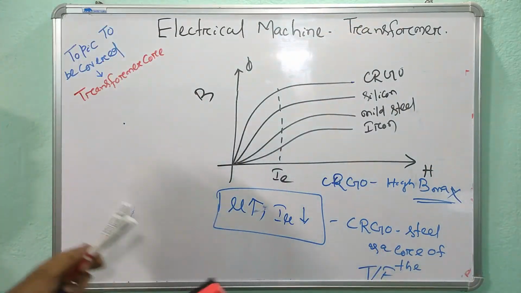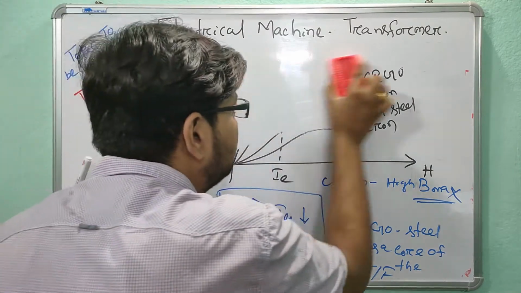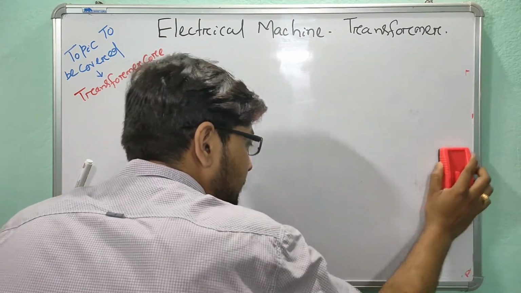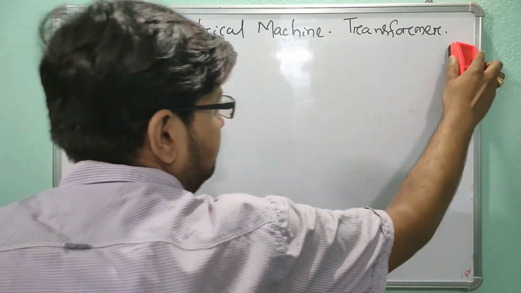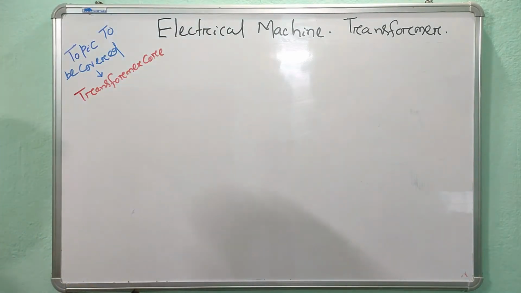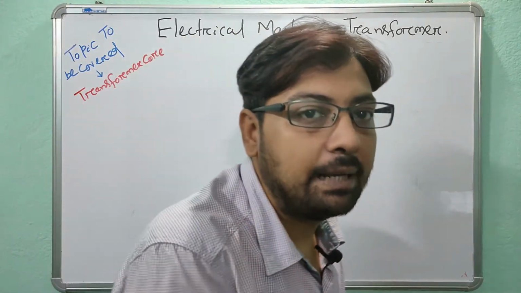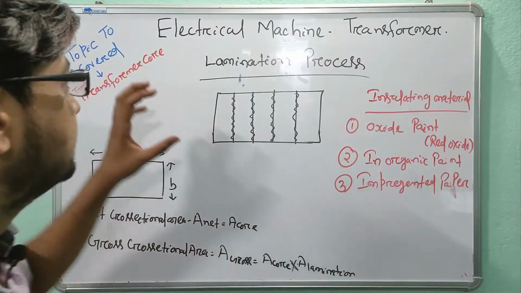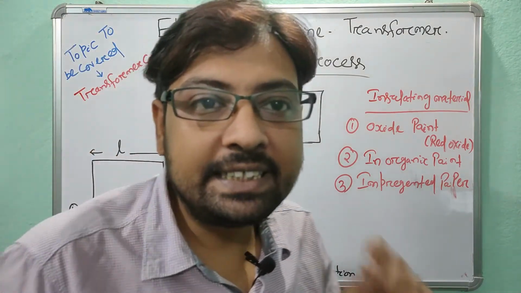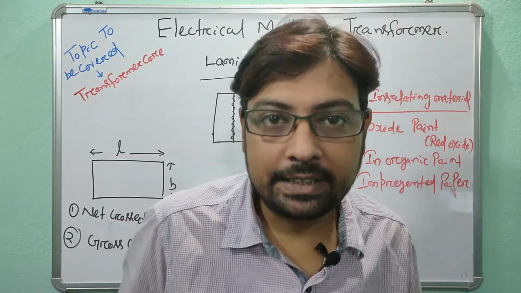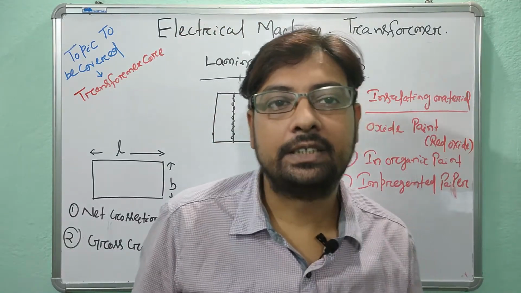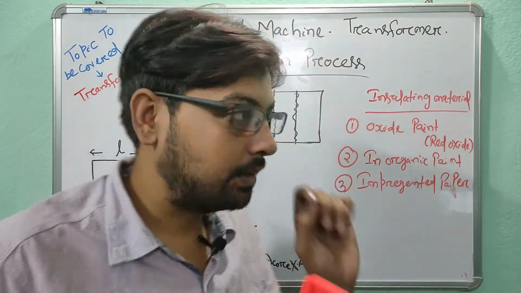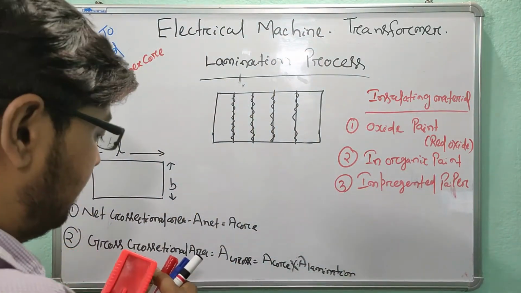Now again we will discuss how to reduce eddy current losses. To reduce the eddy current losses, we use CRGO steel, and another method is the lamination process. So now we will discuss what the lamination process is. The transformer core is generally made up of thin strips called laminations. So why is lamination used? Because to reduce the eddy current losses, we use the lamination process. That is, in the transformer core we use thin strip coil. Now this is my lamination process.